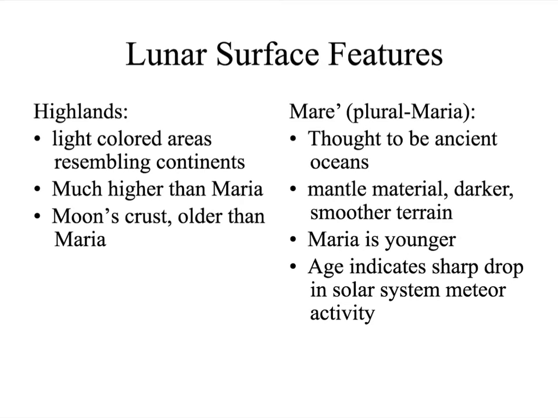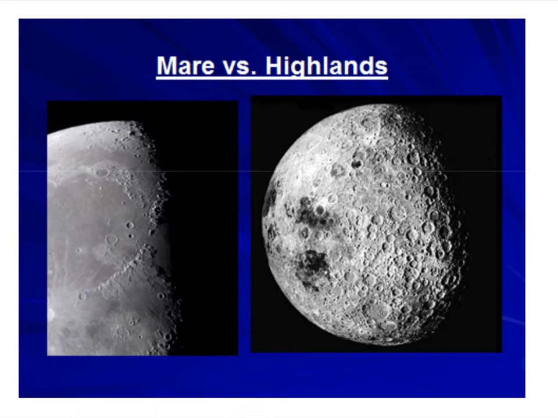And the existence of the Mare indicates that early solar system activity around 4 billion years ago steeply dropped off. So we had a period of heavy bombardment and then it ended. So here we can see those differences between the highlands, which are heavily cratered terrain. They are much lighter, and you can see that contrasting with the smooth maria.